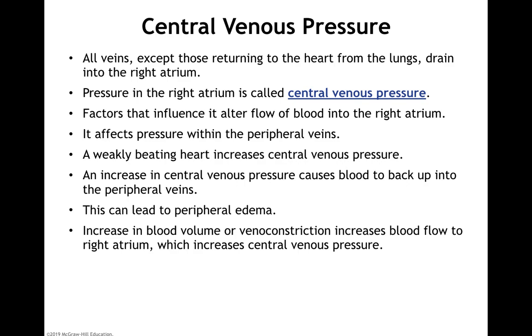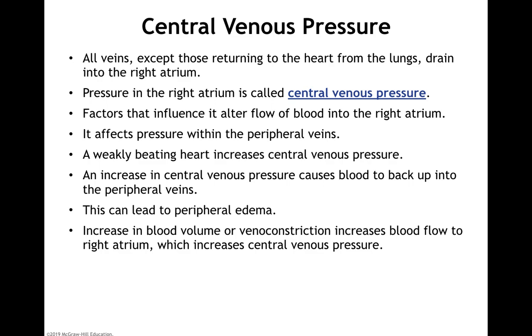The central venous pressure: all the veins except those returning to the heart from the lungs drain into the right atrium, and the pressure in that right atrium is called the central venous pressure. Factors that influence it alter the flow of blood into the right atrium. It affects pressure within the peripheral veins.